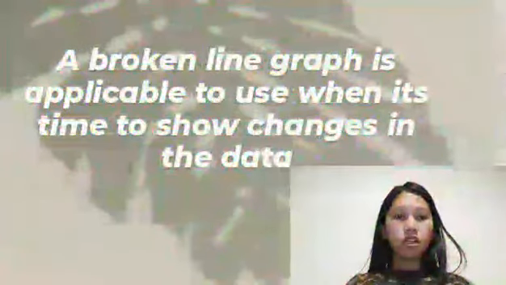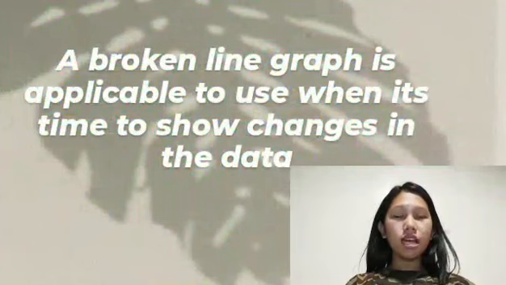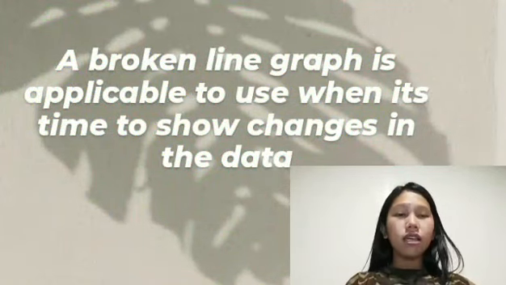Broken line graphs are applicable to use when it's time to show changes in data. They display trends or patterns and help us make predictions. This type of line graph is used when it is necessary to show change over time. A line is used to join the values, but the line has no defined slope. However, the points are meaningful, and they all represent an important part of the graph.